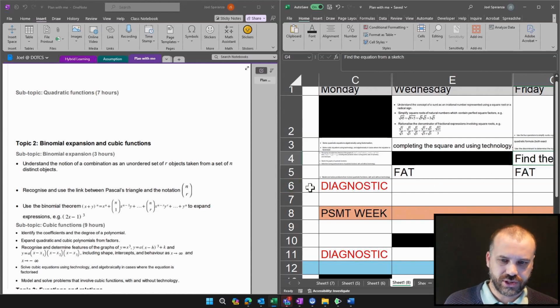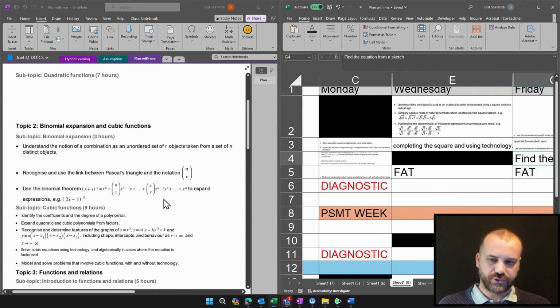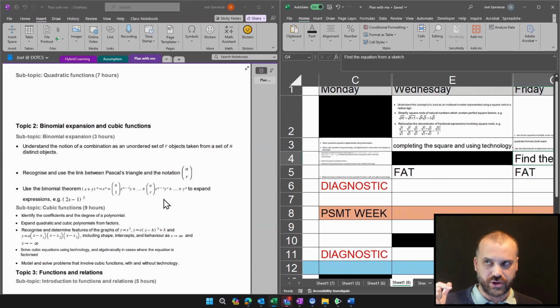Okay, so diagnostics here. The next up, it's binomial expansion. Understand the notion of a combination as an unordered set of r objects taken from a set of n distinct objects. Pascal's triangle and this notation, and then use the binomial theorem to expand expressions. All right, you want to be careful here that you don't go way too far, right? It might be worth opening up the specialist syllabus, even if you don't teach specialist, so you can see how far we go when it comes to combinations. We do a whole unit on combinations. We do heaps and heaps of stuff. That is not your requirement here, right?